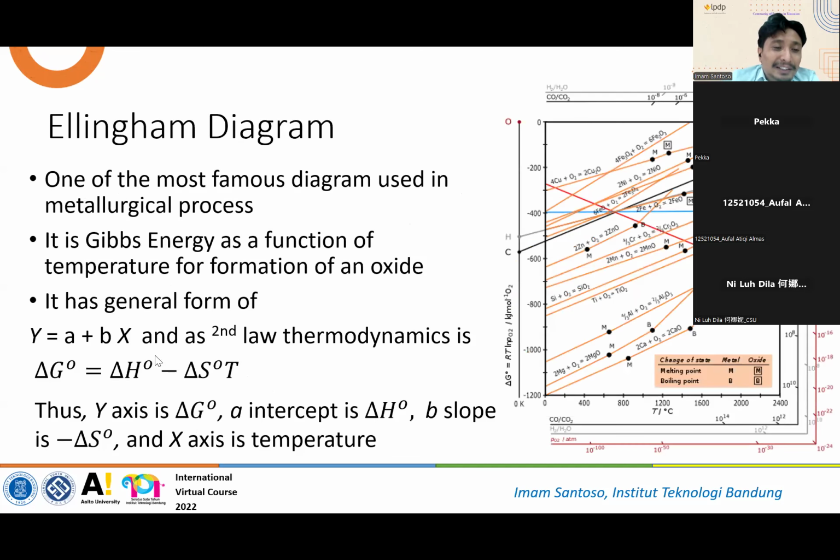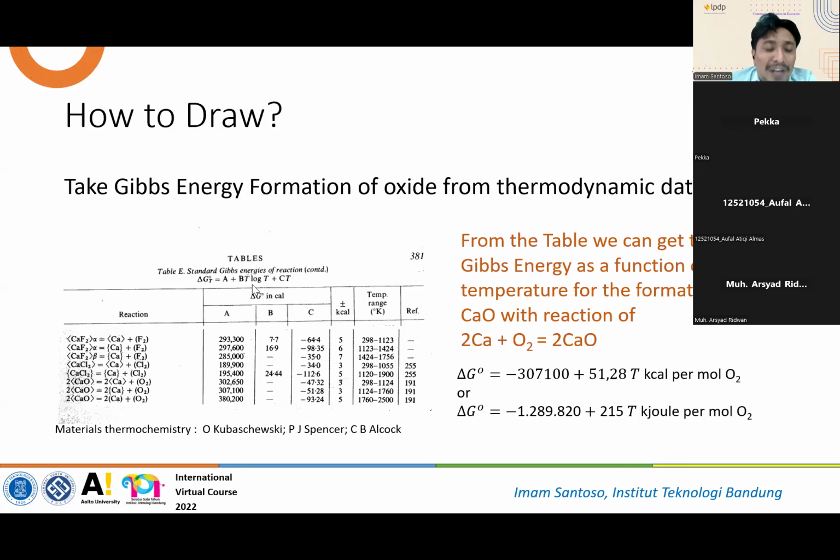Let's go back to this equation. Here, the equation is y equals a plus bx, or only T here. However, in the data, you will find not only A, not only CT, but also BT log T. The magnitude of BT log T is really small, so you can neglect this. So the equation becomes like the one at the bottom right.